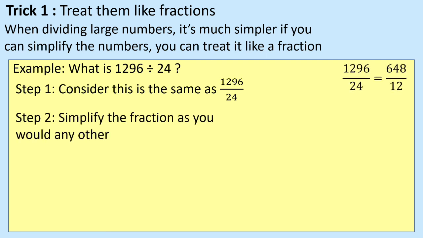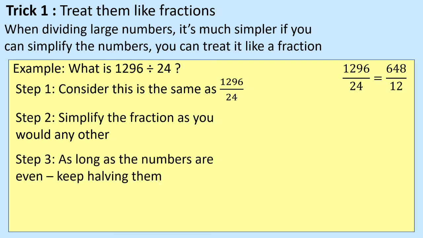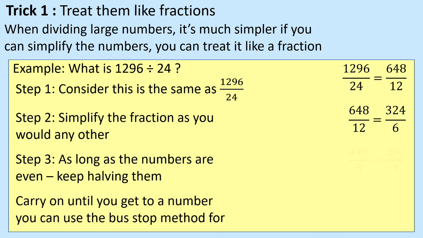When I divide top and bottom by 2, I get 648 over 12, and already the calculation is easier, but of course they're still even, so do it again. So 648 divided by 12 becomes 324 divided by 6, but of course they're still even. So one more time, that leaves me with 162 divided by 3. So 162 over 3 is equivalent to 1296 divided by 24. Most students would be comfortable using a bus stop method potentially to work out that division. It's certainly an awful lot easier.